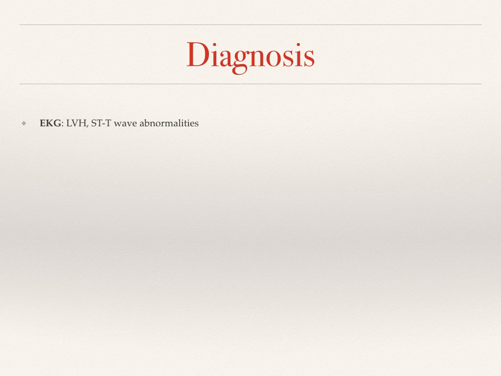Although there are no pathognomonic signs on EKG, there are abnormal findings in 75 to 95% of patients with HCM, and these are most commonly left ventricular hypertrophy and nonspecific ST wave abnormalities. So any abnormal EKG findings are going to be of greater significance in young, otherwise healthy patients.